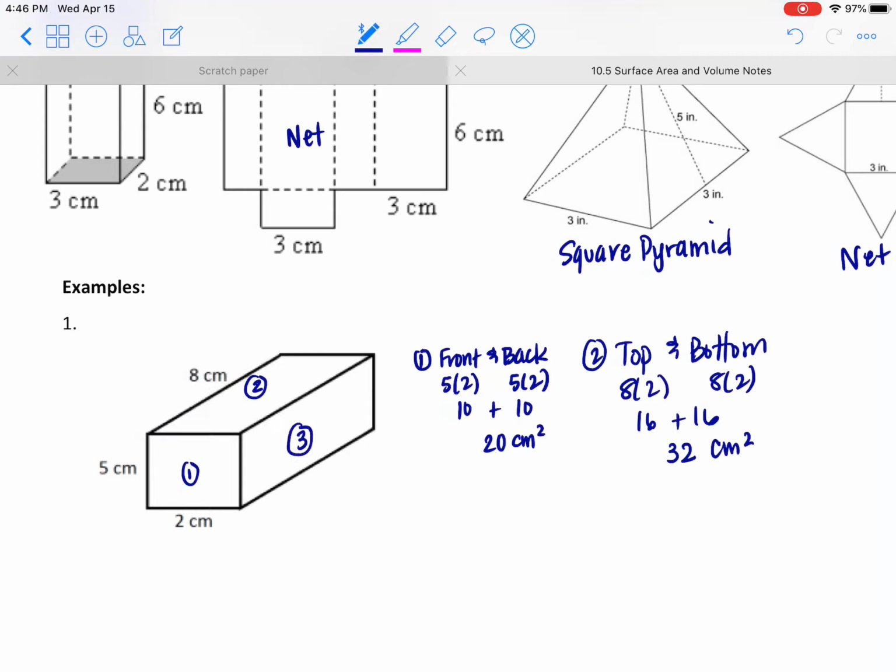And then lastly, got the sides. So the sides here, let's call that 3.